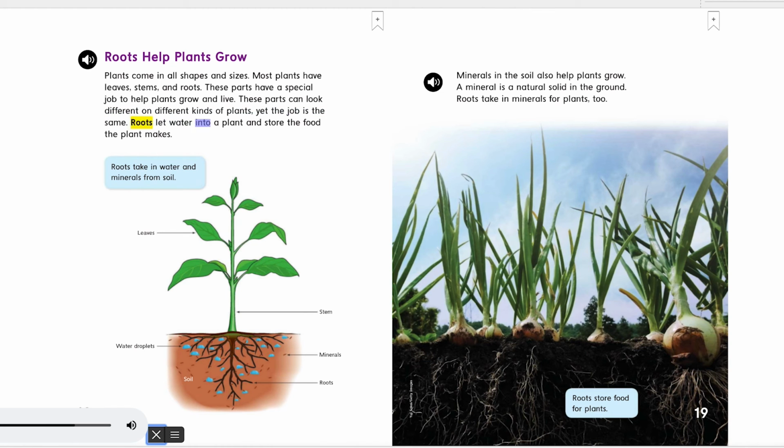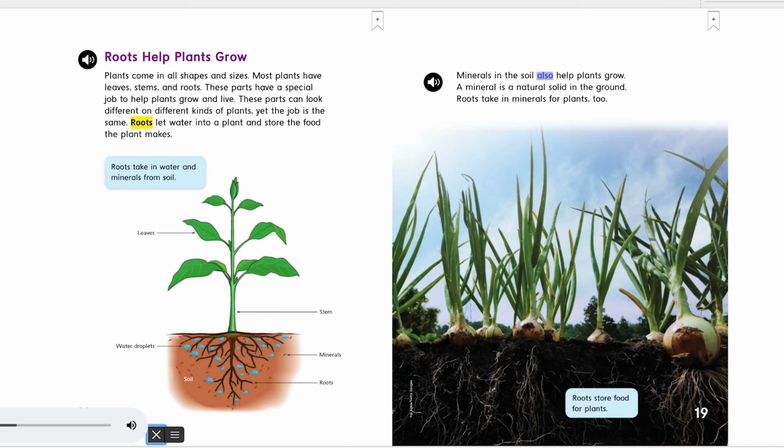Roots let water into a plant and store the food the plant makes. Roots take in water and minerals from soil. So the roots are used to drink up, or to take in, water and nutrients for the plant. Water is important because water helps push the nutrients up the stem and the leaves and then soon the flower, so that each part has nutrients or food to grow.